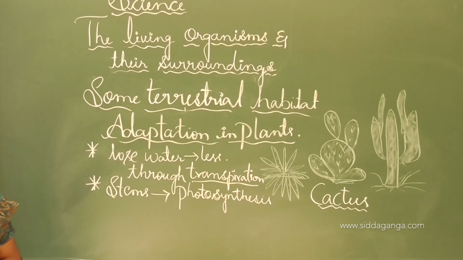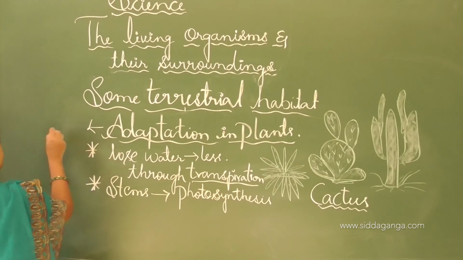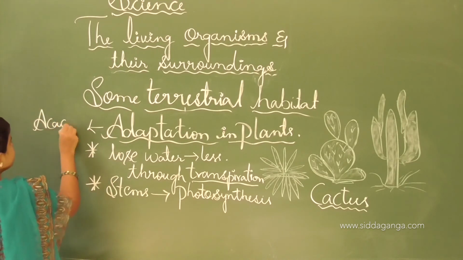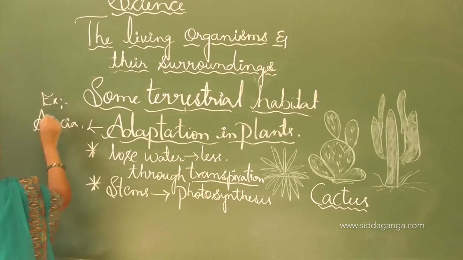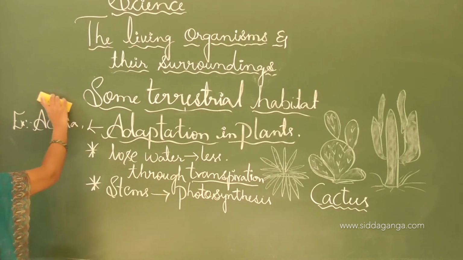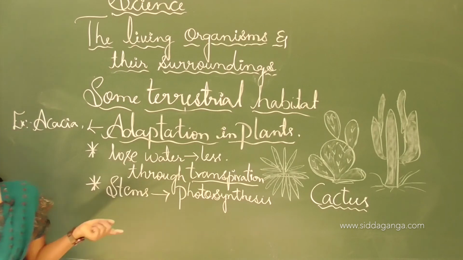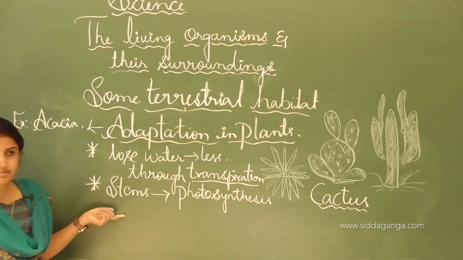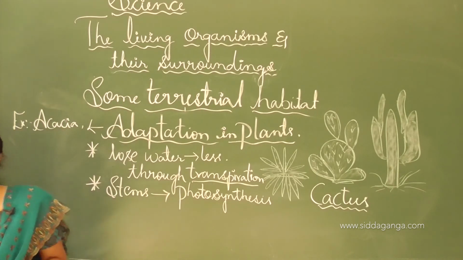Examples of plants present in the desert region are the acacia and the bur. This is all about the adaptation of plants in the desert region. Next we shall move on to the adaptation in animals.